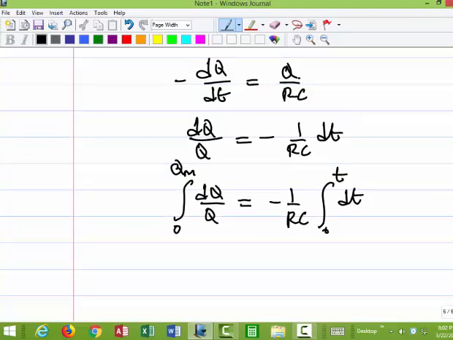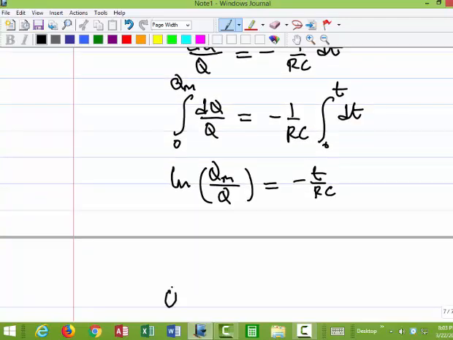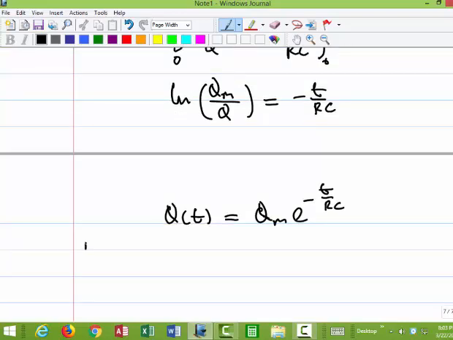And then this becomes straightforward. We have the natural log of Q over Qm equal to minus t over RC, and then take the exponent of both sides. So we have Q of t equals Qm, which is the maximum charge, e raised to the power minus t over RC. Okay. And then we can find current.